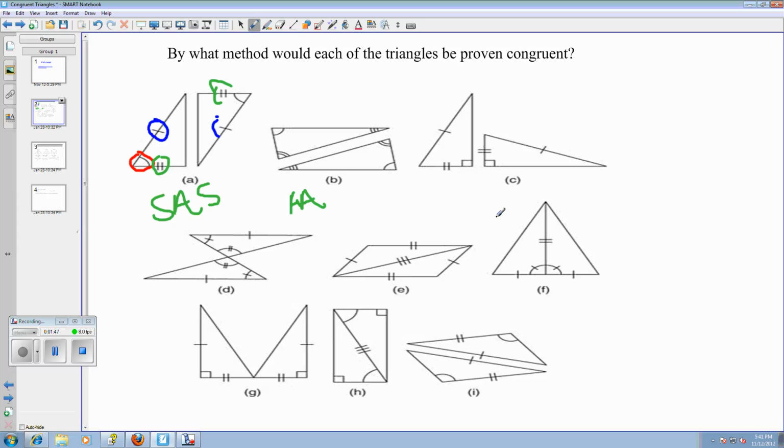This one, we know that two sides are congruent, here and here, and that two sides are congruent here and here. And we also know that there is an angle that is congruent right over here. However, we have an angle and a side, and we know that there is no such thing as SSA as a postulate.